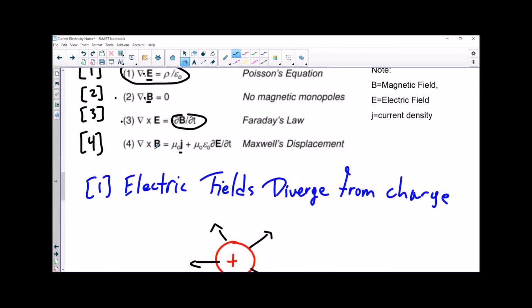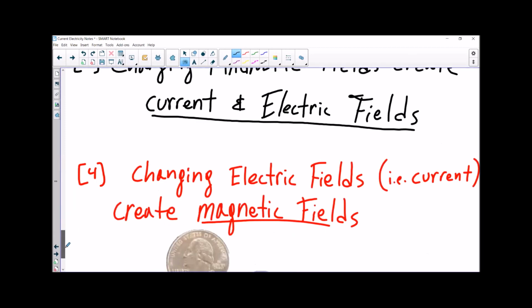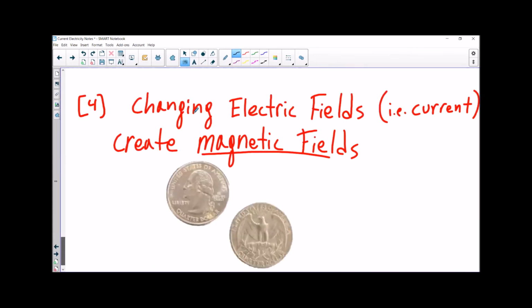Finally, the fourth one, which is a combination of what's called Ampere's Law and Maxwell's displacement current, says that current and changing electric fields create magnetic fields. And then also these magnetic fields have to curl or follow loops. So I'm going to break that down. First, equation 4 says changing electric fields create magnetic fields. And it also says that magnetic fields have to loop. Or in other words, if I have a North Pole and a South Pole, they have to follow loops or curls around.